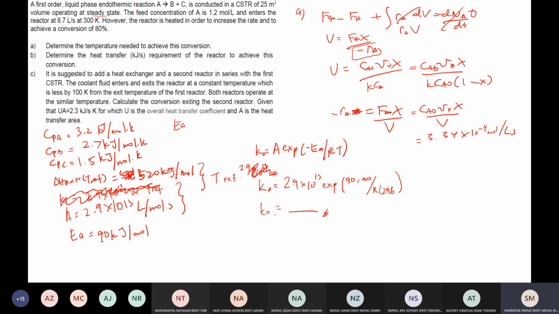From K naught, you will relate with the Arrhenius equation, which you can break down in terms of T. So we have negative RA is not 1 minus X. So this one equals A to the power exponent negative EA over RT, and then CA naught (1 minus X). So this is negative RA, which is the one you already obtained. For A, you can use directly 2.9 times 10 to the power of 13. EA given earlier is 90,000, and RT. So now we can find T, the temperature needed to achieve this conversion.